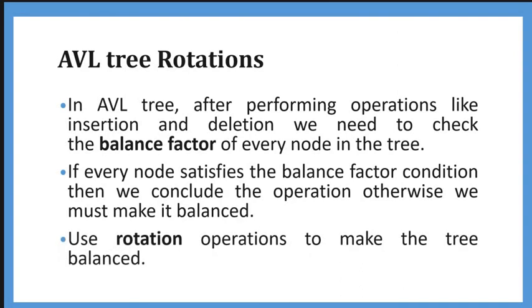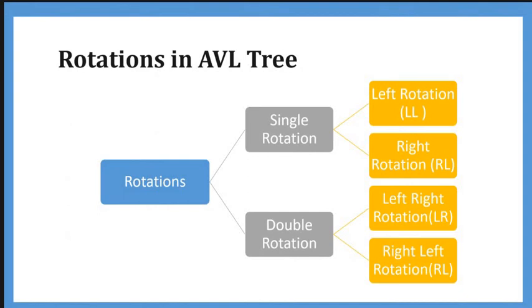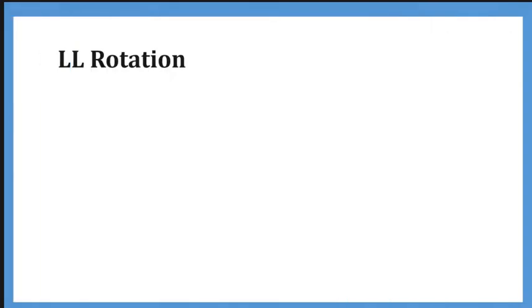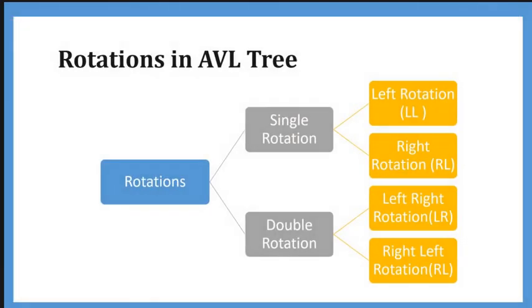So after every insertion and deletion, you have to check the balance factor condition at each node. The condition is that in an AVL tree, the balance factor of every node can be 0, minus 1 or 1. If you get a balance factor other than these values, then you have to apply rotation to make the tree balanced. Now, what are the different types of rotations in the AVL tree? There are two types of rotation: one is single rotation and the second is double rotation.